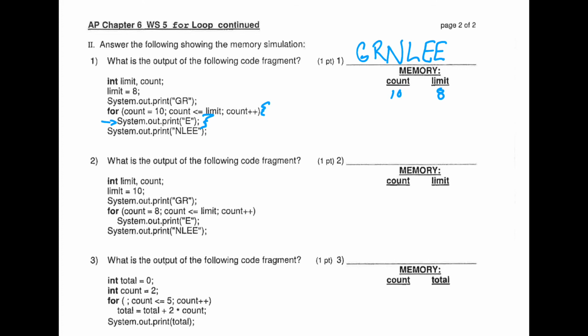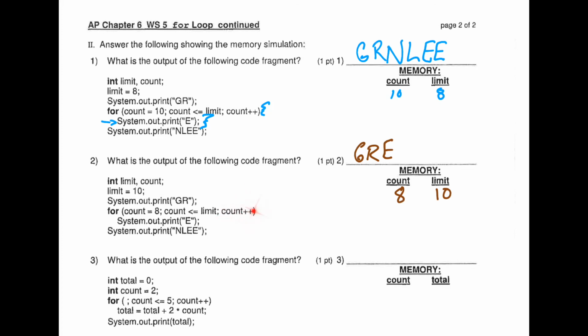All right, number 2. This is pretty similar, a little similar at least. So we're going to start with a limit value of 10. And this time my count is going to start at 8. So it's going to print the GR. It's going to get down to the loop here. And it's going to ask you, is 8 less than or equal to 10? And the answer to that is obviously yes. So then it's going to print an E.